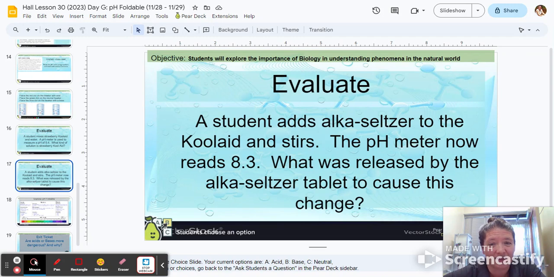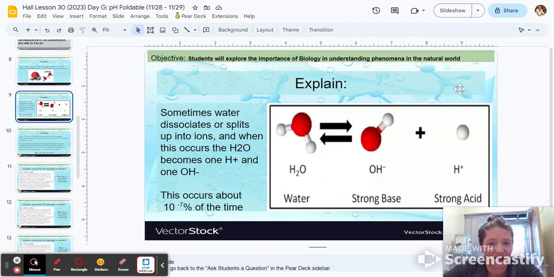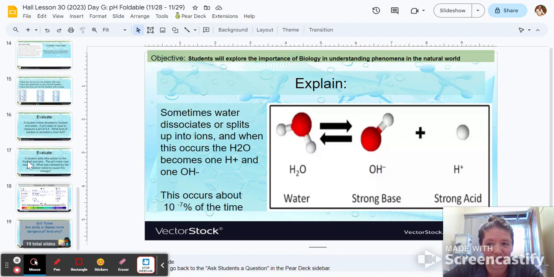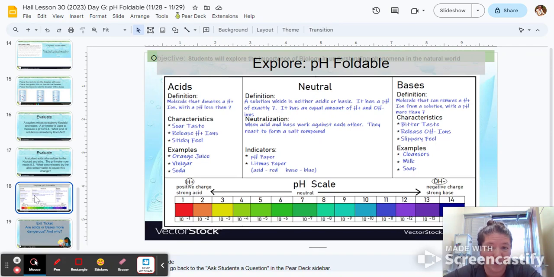Then we add Alka-Seltzer to the Kool-Aid and stir. The pH meter now reads 8.3. What do you think was released by that Alka-Seltzer tablet to cause that change? Think back to when we have our different things here. What could have been released in order to cause that change for it to go up to 8.3, which would make it more of a base now? Now, once we've answered all of these, you will want to do your next foldable.